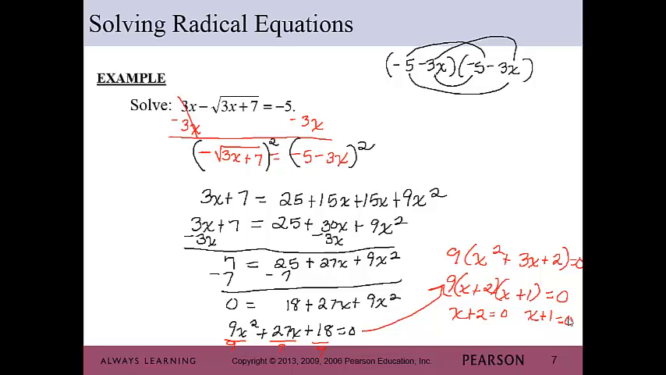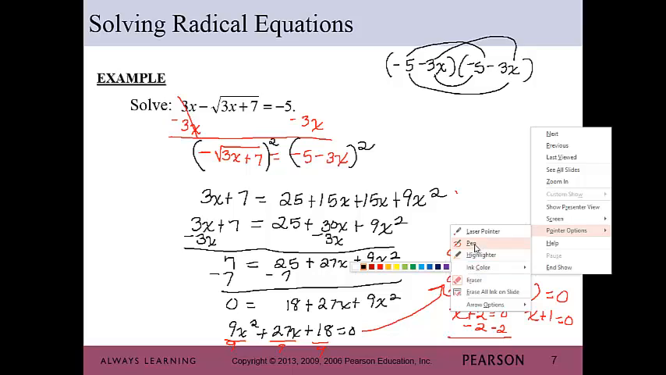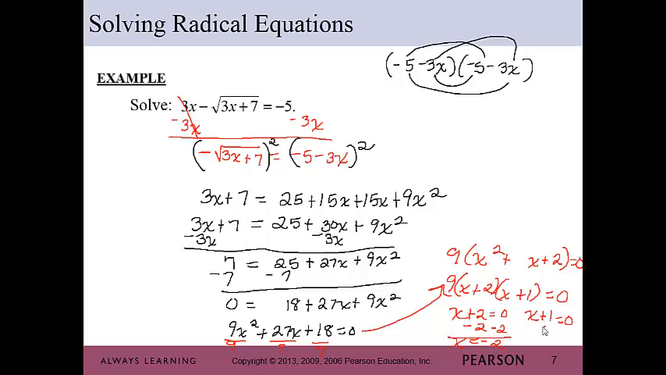So you're going to subtract 2 from both sides. Okay, that gives you x equals negative 2. Here you're going to subtract 1 from both sides. And that'll be x equals negative 1. So now you have possible 2 solutions. But you must check your answers to see if it's a solution or not.